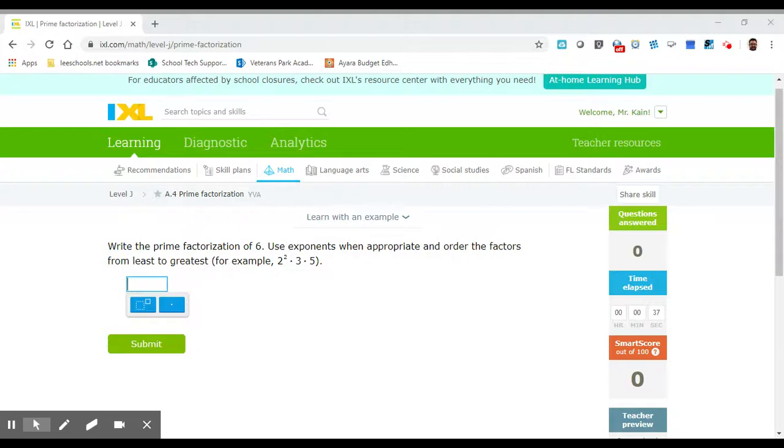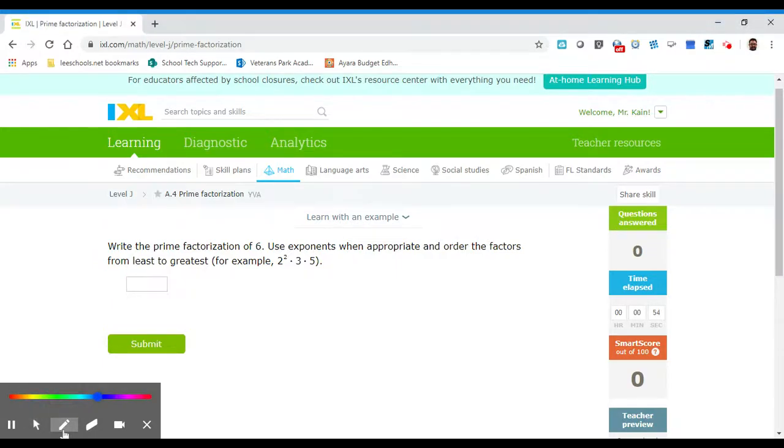And the question below says, write the prime factorization of 6, use exponents when appropriate, and order the factors from least to greatest. Okay, so in the beginning here, you'll get smaller numbers like 6. And you have to think about what two numbers multiply to 6. And really, it could be any two numbers. If it's even, I like to divide by 2, say 2 times 3.